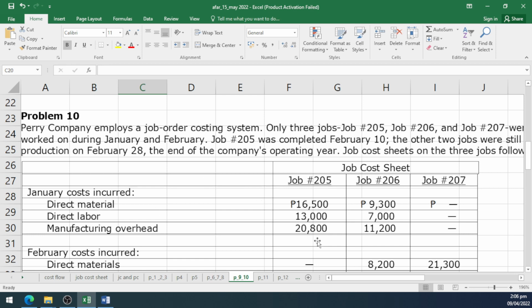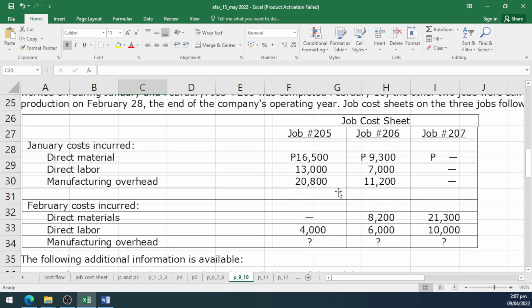Okay, we now proceed to problem number 10. Perry Company, job costing system. Jobs 205, 206, 207. In January, jobs 205 and 206 were started but not finished. So at January 31, they are in work in process. The total costs are 16,500, 13, 20,800, 9,300, 7,000, 11,200, in work in process. Come February, the process continued and another job was started, job 207.